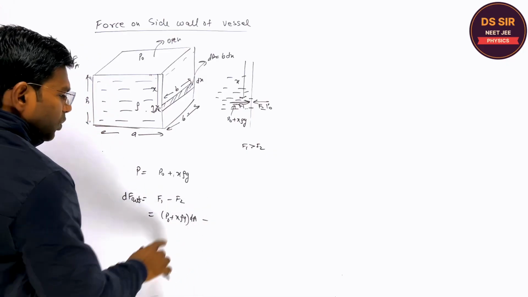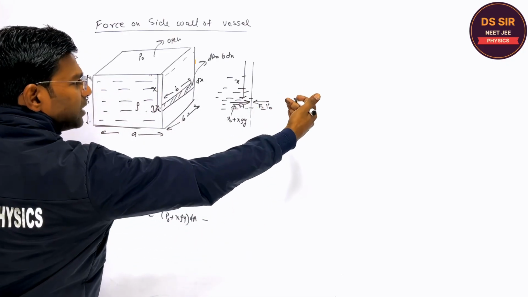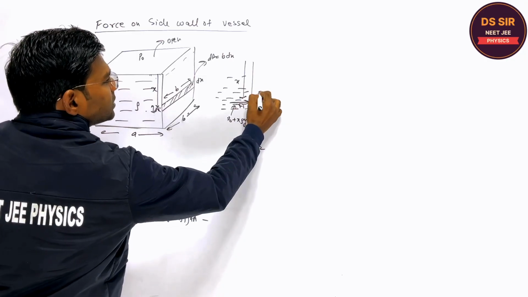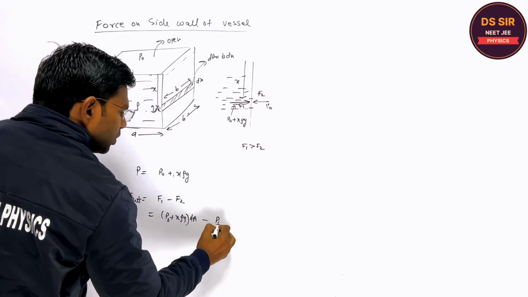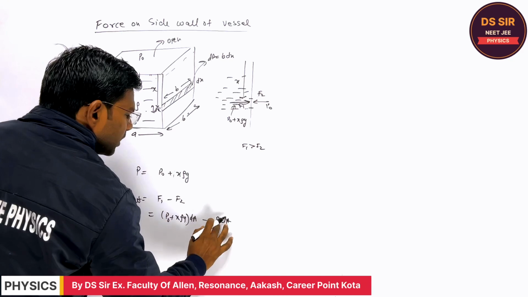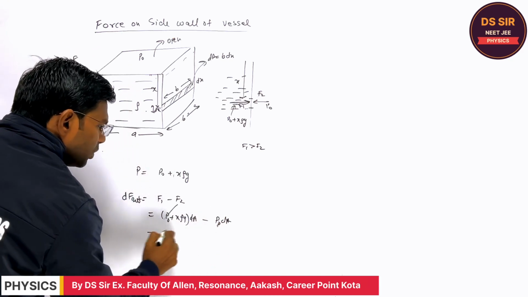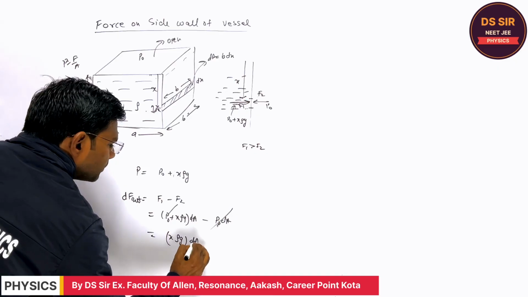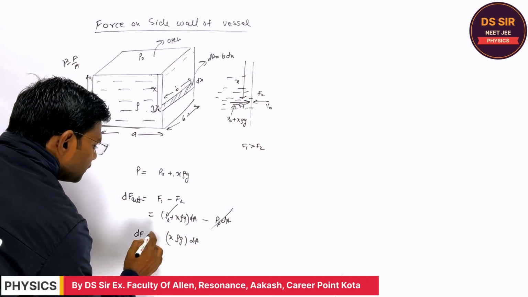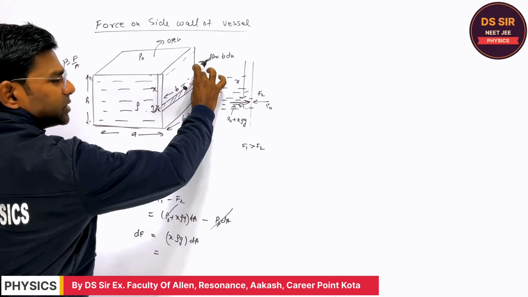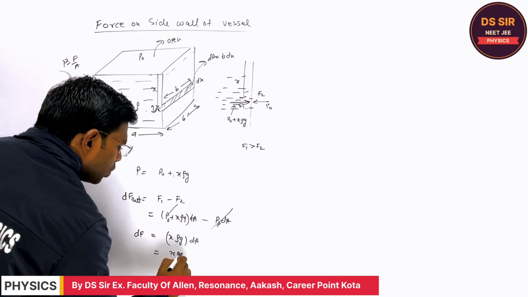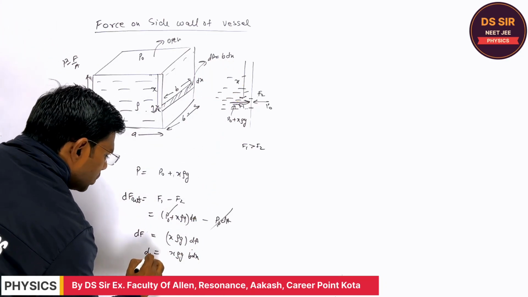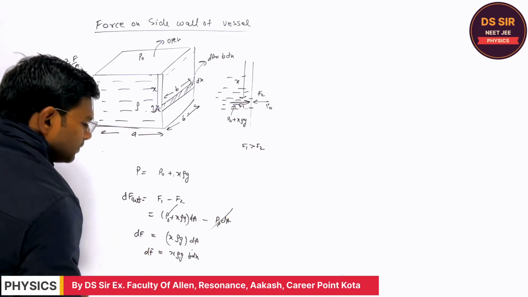Minus, what is F2? F2 is the force exerted by the outside pressure. This pressure is P naught into dA again. Are you getting or not? So this P naught dA will cancel out, leaving x rho g into dA. This is the elemental force on this elemental strip, x rho g into dA. What is dA? B into dx. So this is dF. Is it clear or not?